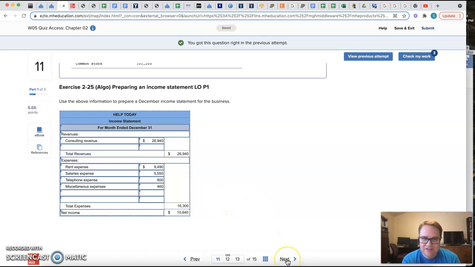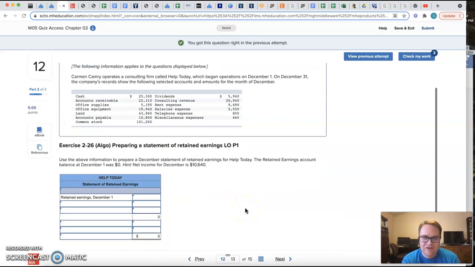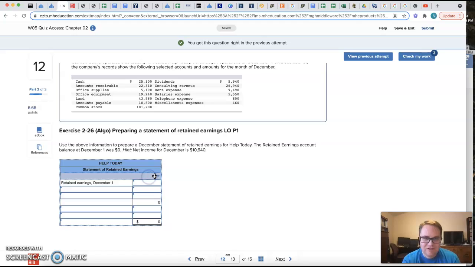So going on to question 12. We're going to do the statement of retained earnings. Starts out again, name of the company, the statement we're preparing, and this again is also for the month ended. I want to make sure and do that. It gives you a hint here for the start of the month, December 1st, that you had a $0 balance. You'll just want to make sure you enter 0 there.